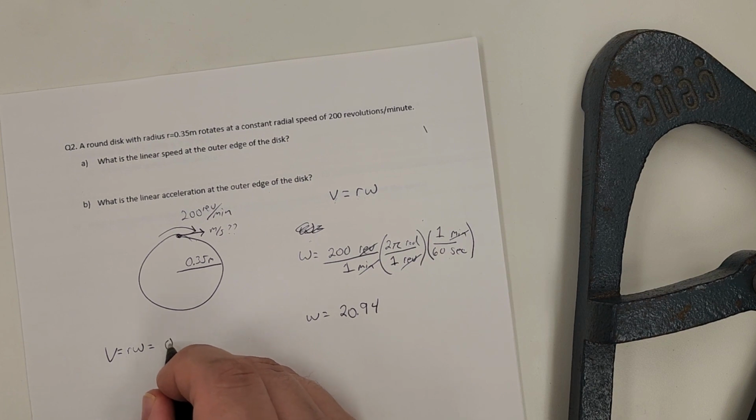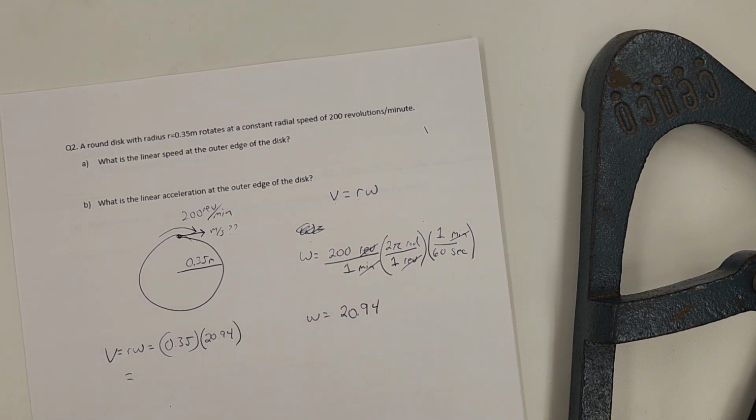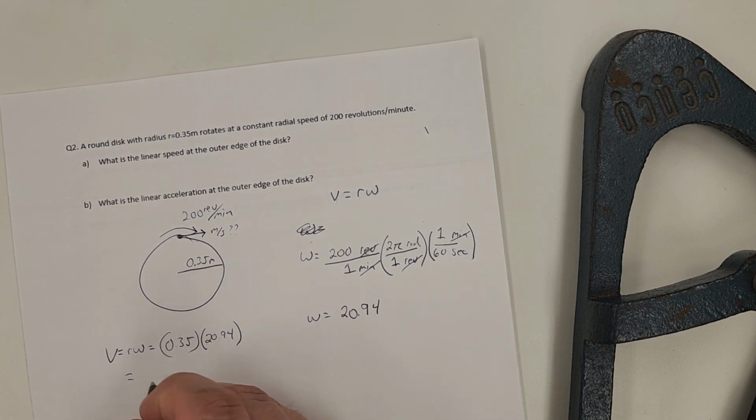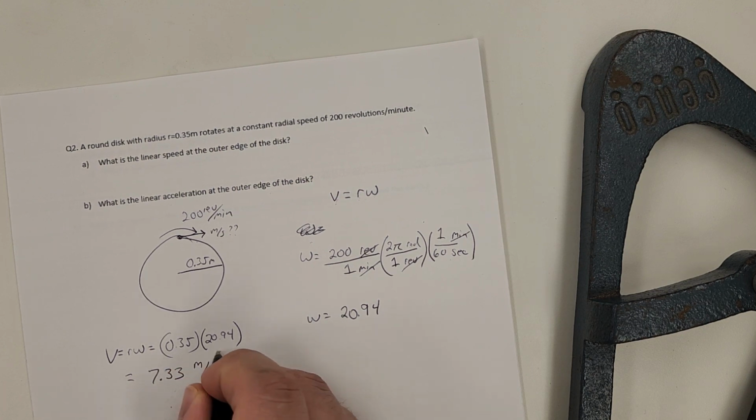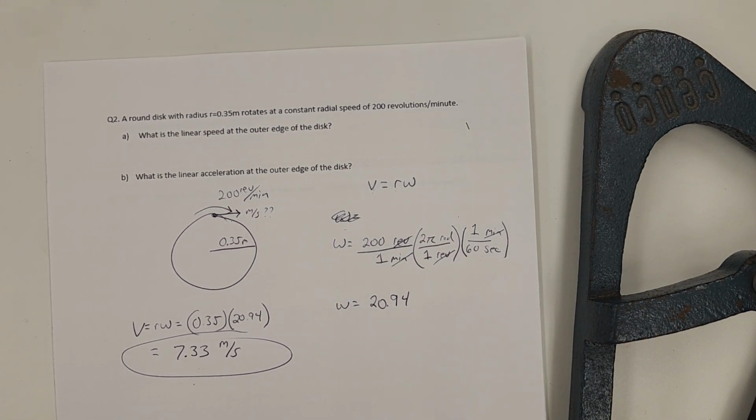0.35 multiplied by our omega, 20.94. If we do that, looks like we get a linear speed of 7.33 meters per second. And that's our answer for part A. That's the linear speed of the outer disk.